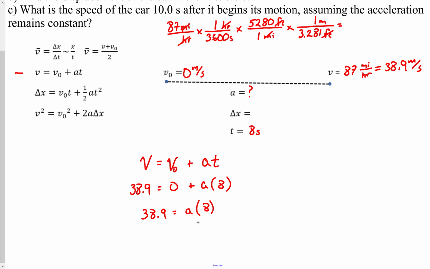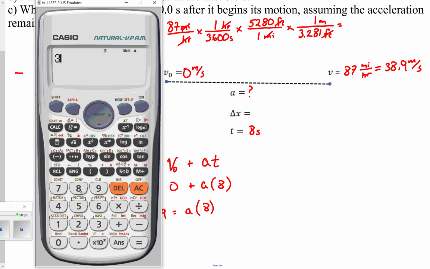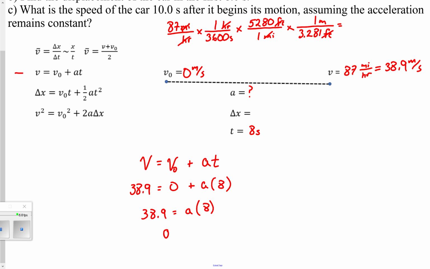And so all we'd have to do is 38.9 divided by 8, and that's equal to 4.86. So our acceleration is 4.86 meters per second squared.